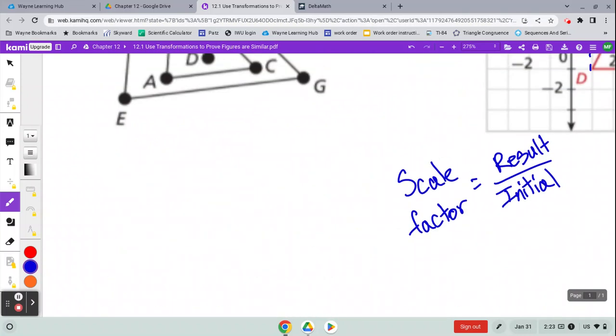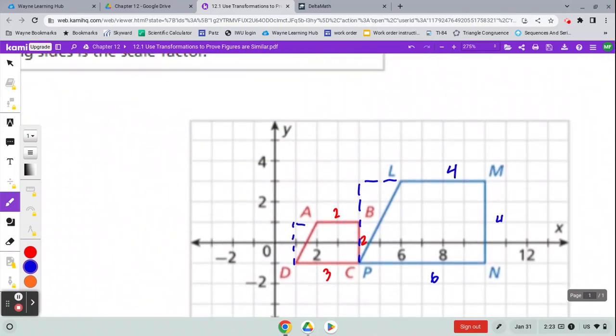Meanwhile, up here, we said they were similar. The symbol for congruent is like this. When two things are similar, you just put the little squiggle on the top.